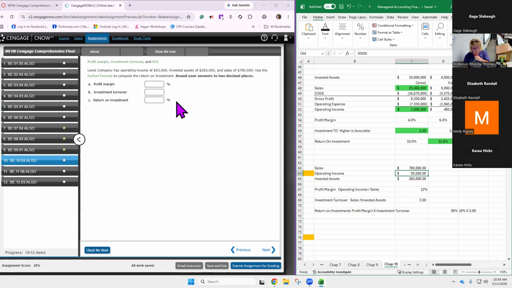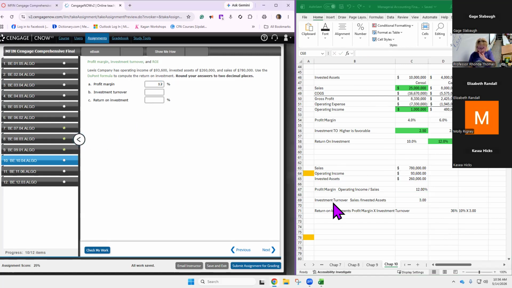So I got 12%. It says round your answers to 2 decimal places, so this should really be 2 decimal places. There you go. All right, so how did I get it? I took operating income. Remember, that's what we have left over after a lot of expenses and costs have been subtracted from sales. So in other words, we're hanging on to about 12% of every dollar. All right, let's put that in. You can check it if you want. I'm going to move along.